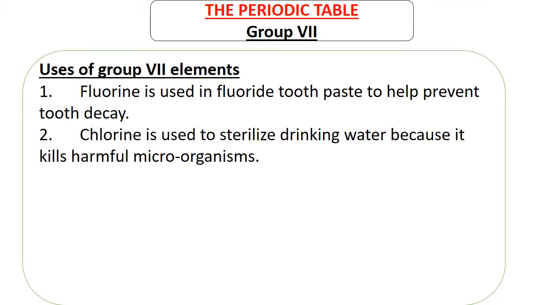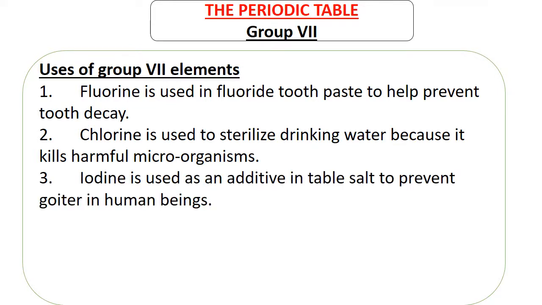Number two, chlorine is used to sterilize drinking water because it kills harmful microorganisms. We know how chlorine is very useful, especially in those areas where they get water directly from wells. There, they need chlorine to make sure that harmful microorganisms are dealt with. Iodine is used as an additive in table salt to prevent goiter in human beings. There is that disease where there is a growth on the neck called goiter. For that goiter to be prevented, you need iodine in your salt.